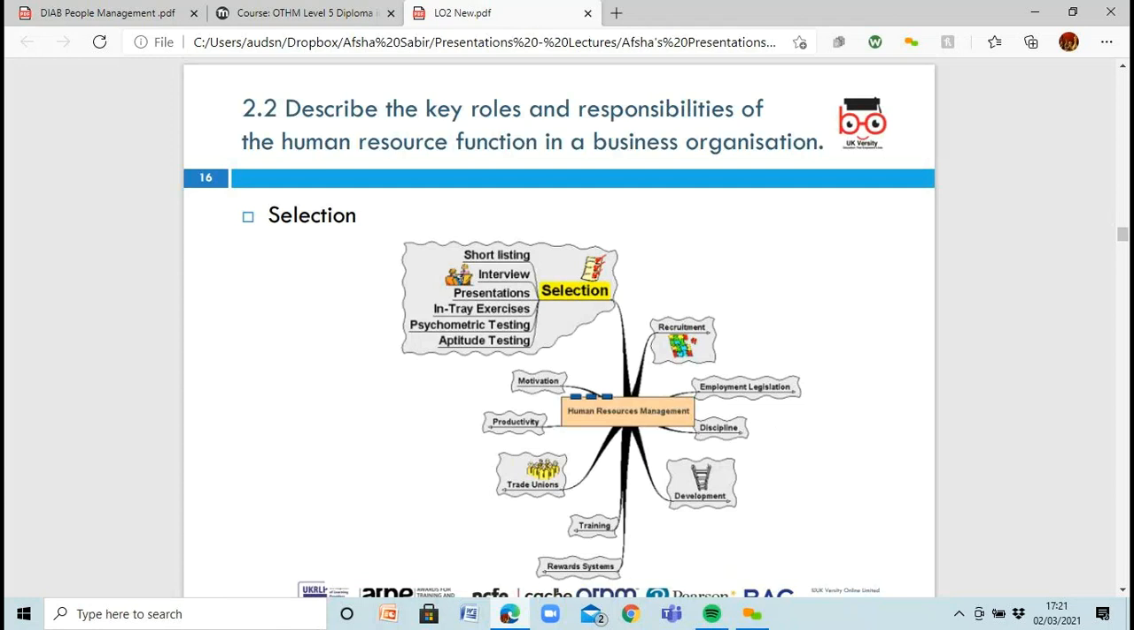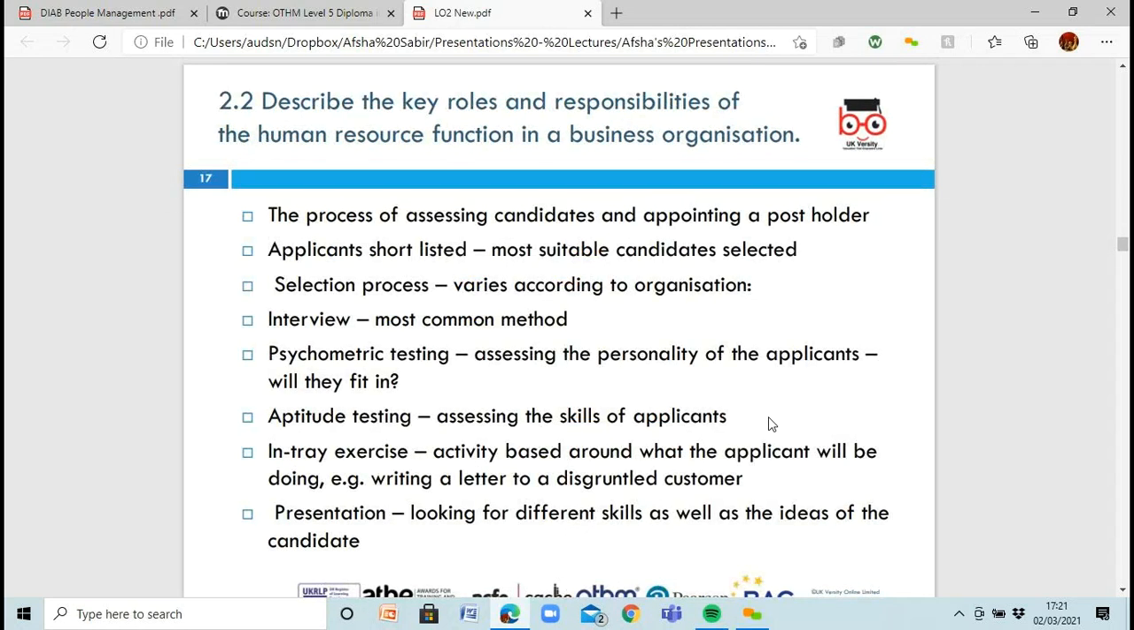Then you have selection. This covers shortlisting, interviews, presentations, in-tray exercises, psychometric testing, and aptitude testing. So these are some of the things we actually did yesterday. This is the process of where they're getting the candidates, they're recruiting them, and they're getting someone to come in. They're shortlisting the most suitable candidates, and they're bringing them in.